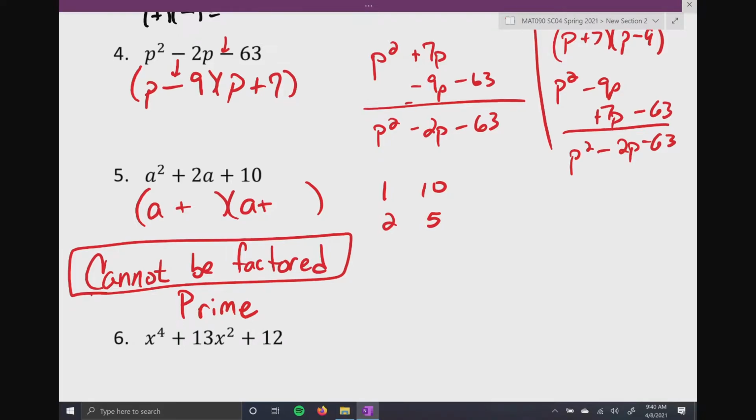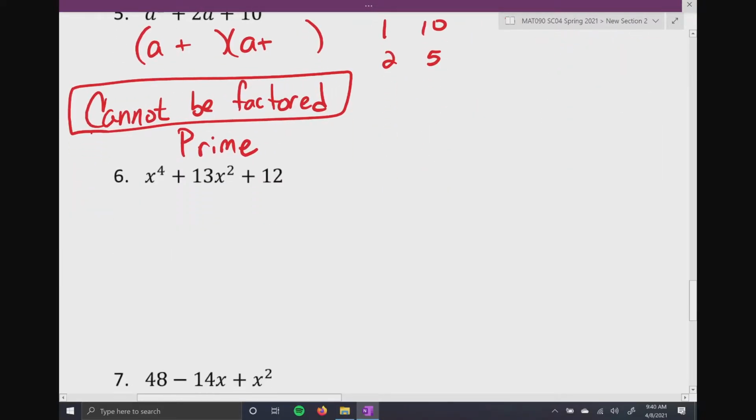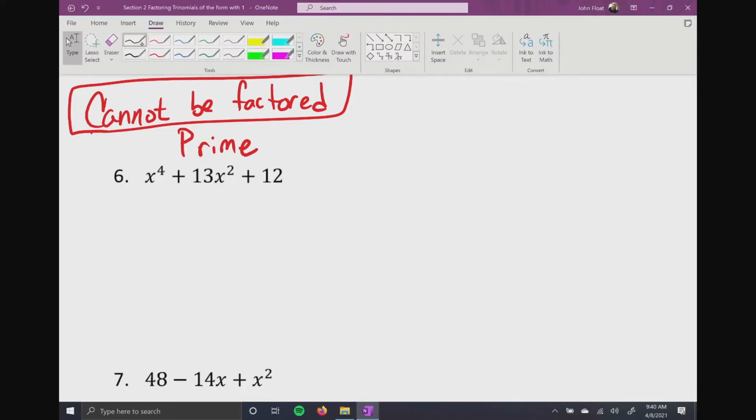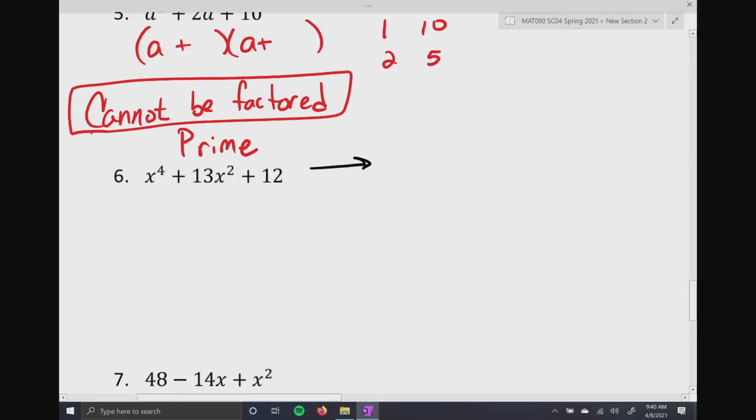All right, now this next one, x to the 4th plus 13x squared plus 12. This one looks different from everything that we're used to. It does, okay? But there is something we can do. So over here, I'm going to show you, it's not a trick. This is just being able to understand what's happening, okay?